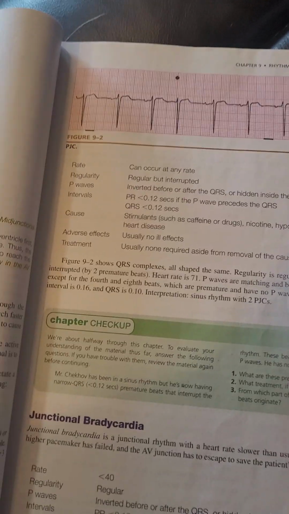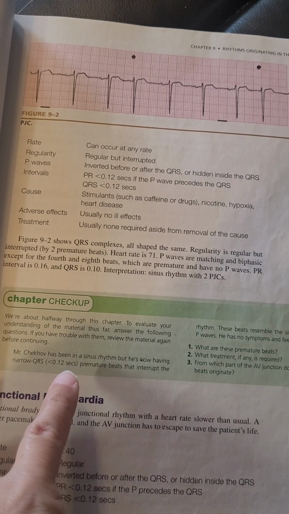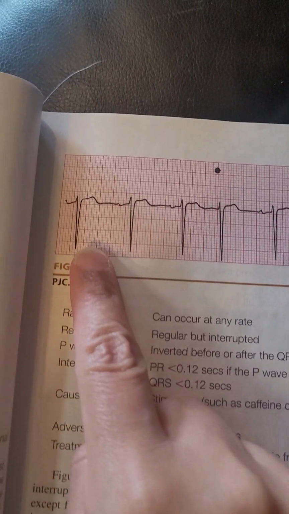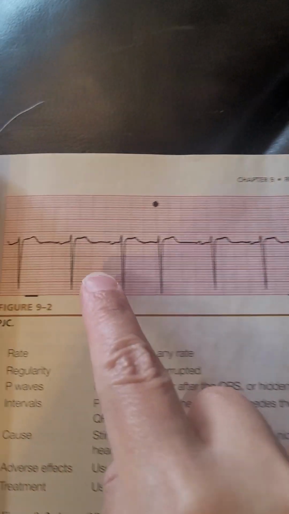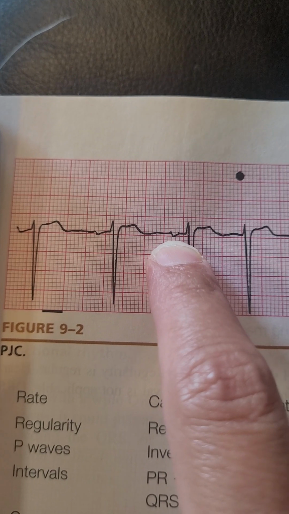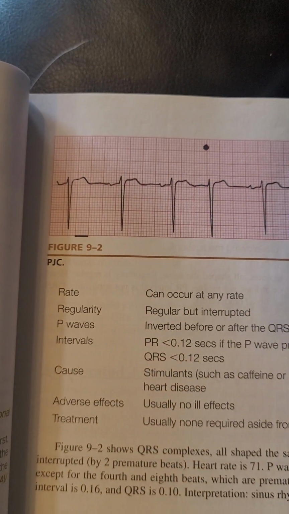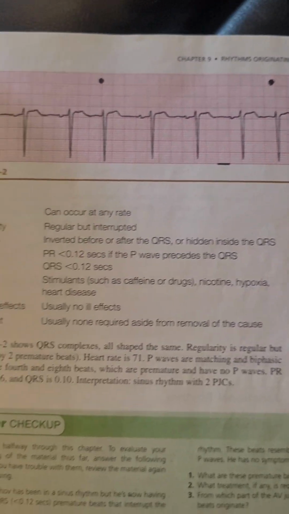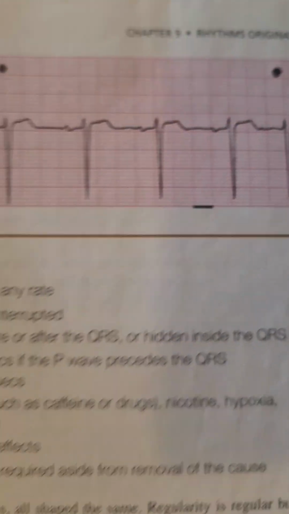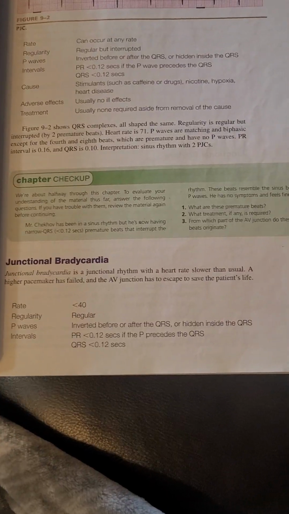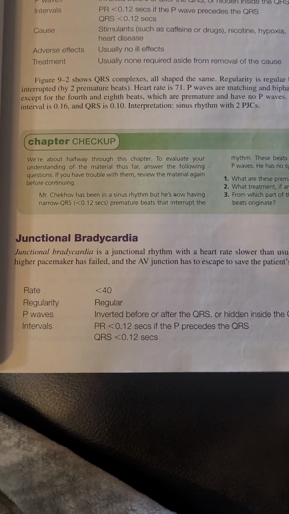So this one would be called sinus rhythm with two PJCs. Sinus rhythm, because the underlying rhythm is still sinus, as it has P waves to each beat. It's marching out. Its heart rate is in the 70s, so it's interrupted by PJCs. Okay, so an early beat is a PJC. A premature beat is a PJC.